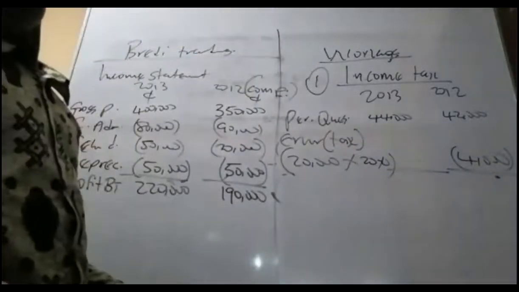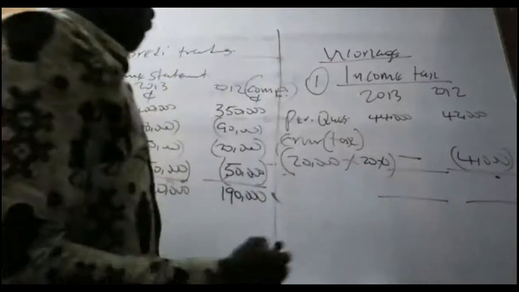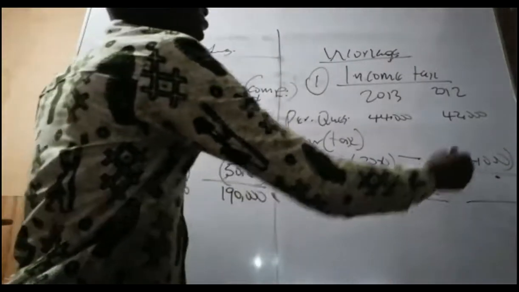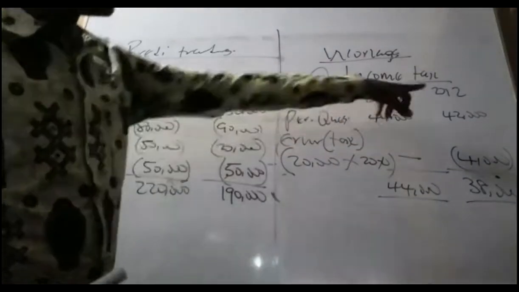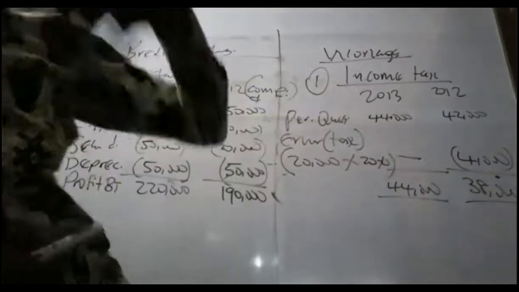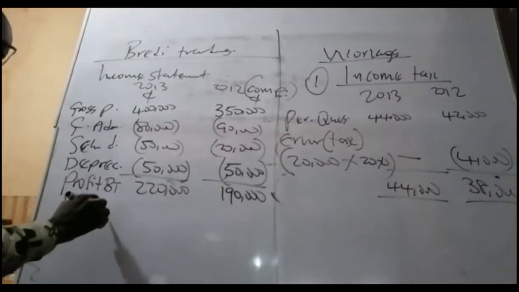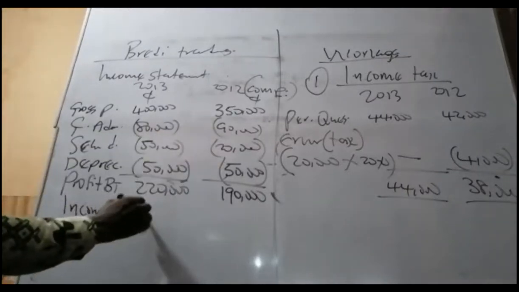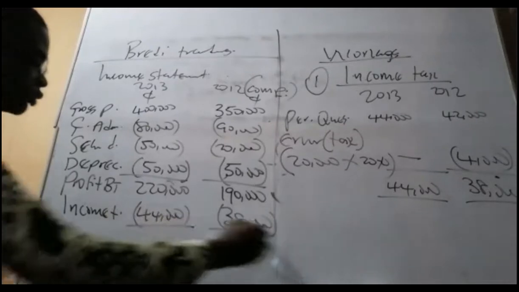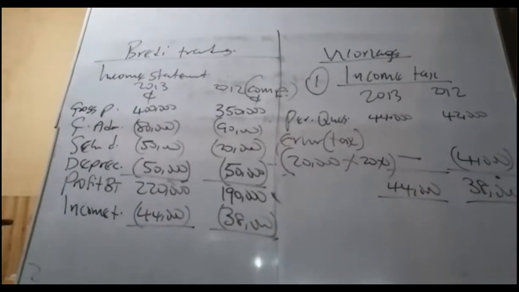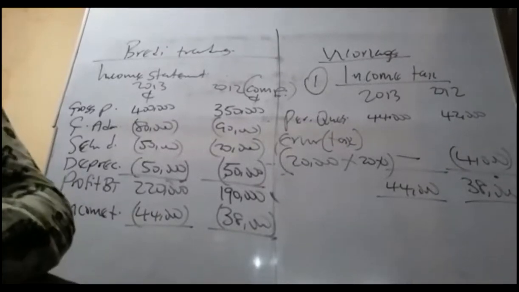Now, for 2013, there was nothing wrong. So therefore, no tax effect. At the end of the day, what is the right income tax? Here it was 44,000. Here must be 38. Why 38? Because 42,000 minus 4,000 gives us 38. So when I come back to my financial statement and write income tax, here is 44,000, here is 38,000. Now, I hope you get the long approach. It works for all questions, irrespective of how the question is structured.